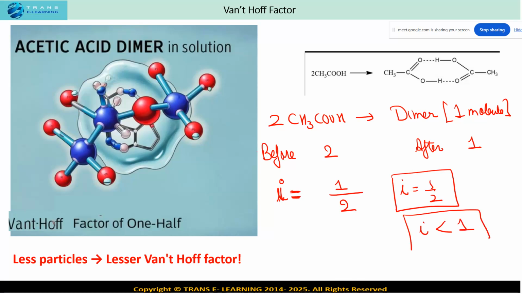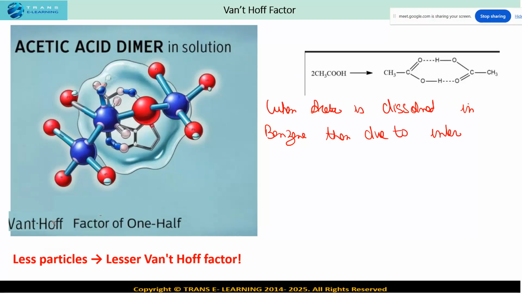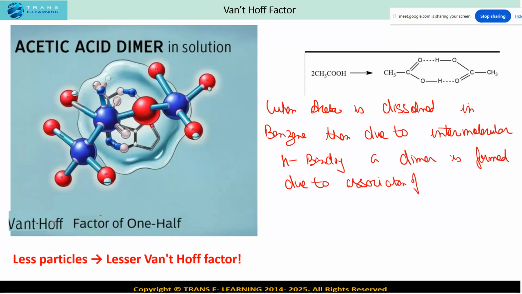So you can see here that the Van't Hoff factor is directly proportional to the number of particles. Here there are fewer particles, so the Van't Hoff factor is lesser. So basically you can say that when acetic acid is dissolved in benzene, then due to intermolecular hydrogen bonding, a dimer is formed due to association of molecules.